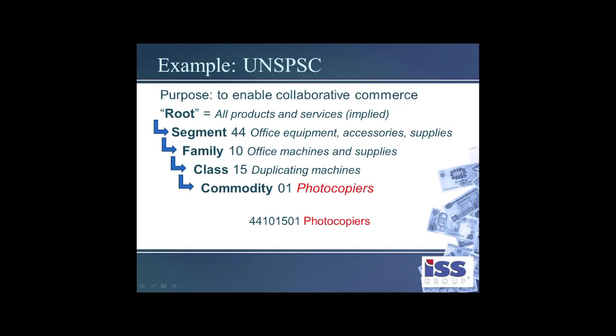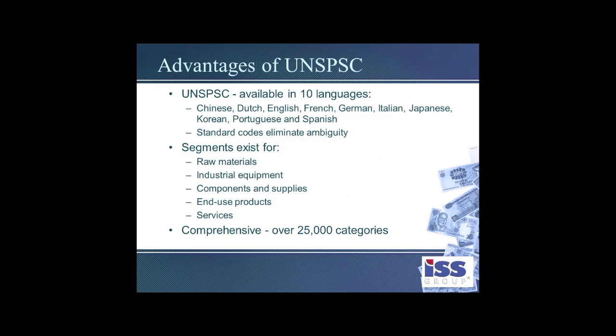So if we look at this, if we apply a segment of 44, that relates to office equipment, accessories, and supplies. Within that, if we go to a family of 10 within the segment 44, that is office machines and supplies. And then we drop down to class, which would be duplicating machines, and the commodity, or the lowest level at this point, of 01 is photocopiers. This means that any time that you have a transaction involving photocopiers, it equates to a UNSPSC code of 44101501. Now this seems a little complicated right now, but when you watch the demo from Frank, this is going to make a lot more sense.